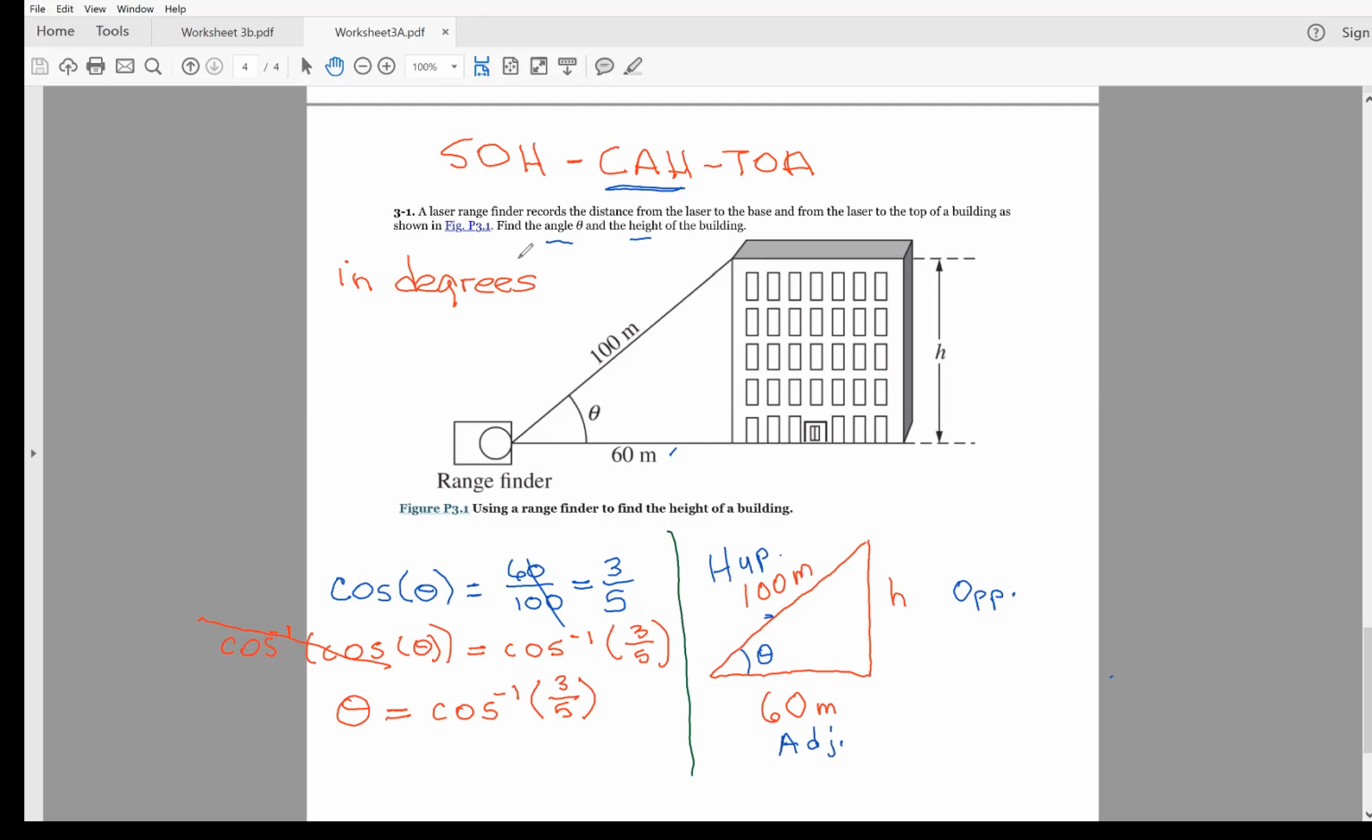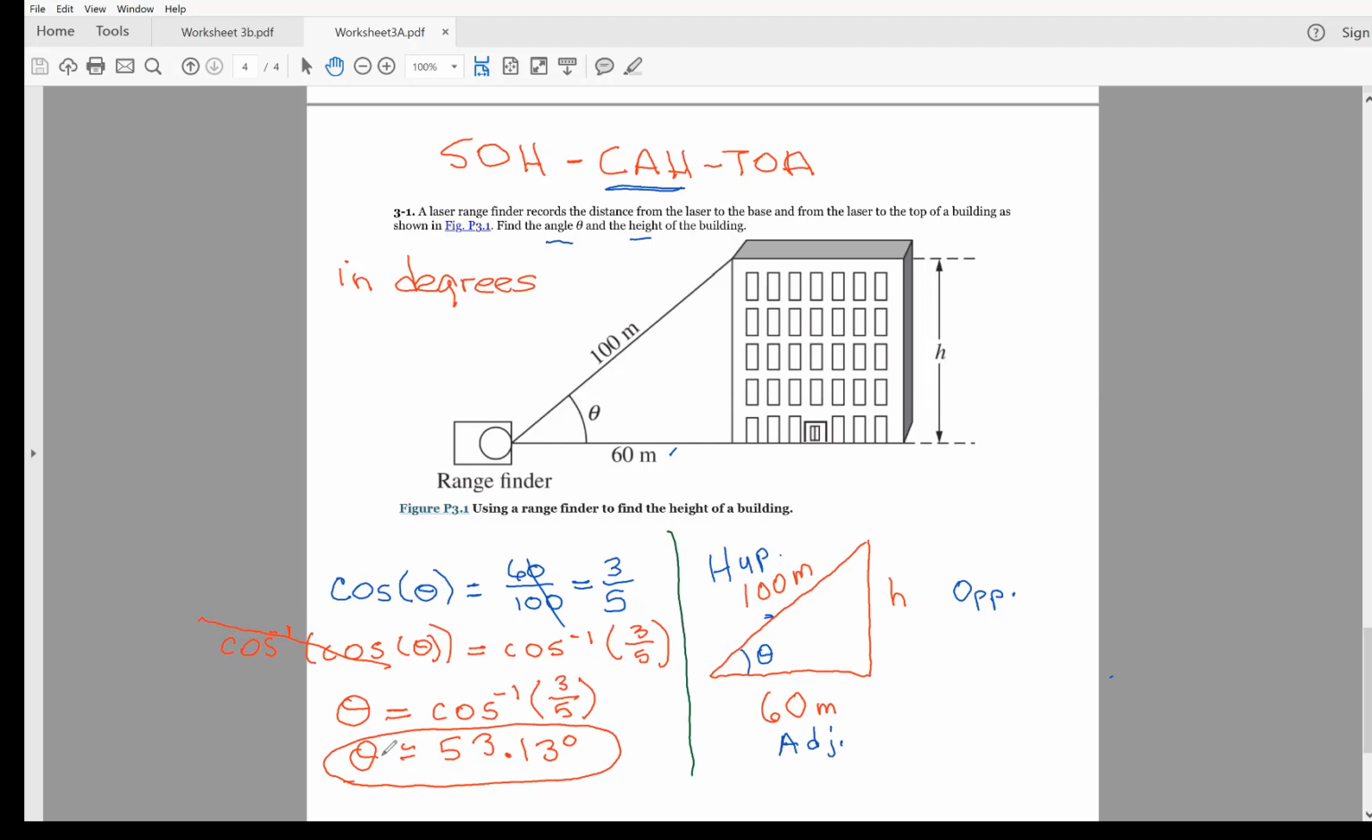Okay. And then on my calculator, again, if you're having trouble with your calculator, let me know. On my calculator, I have to hit the shift, which is the same as the second on most calculators. And above the cosine, it says cosine to the -1, which is inverse cosine. And I get theta equals 53.13 degrees. So I've now found theta.